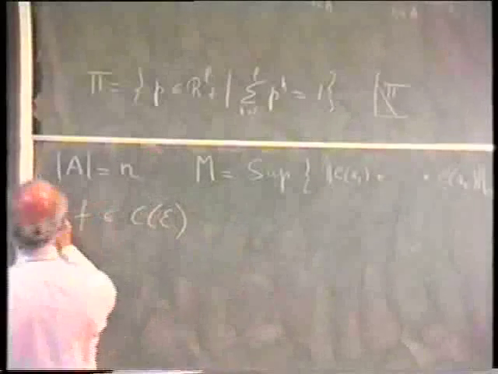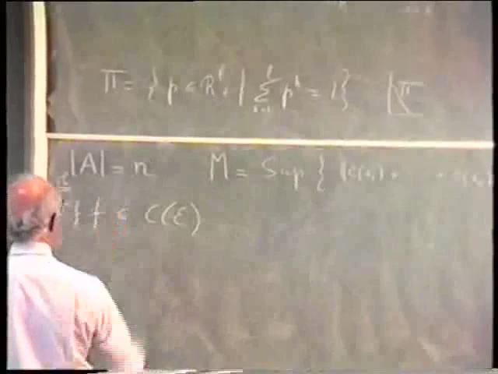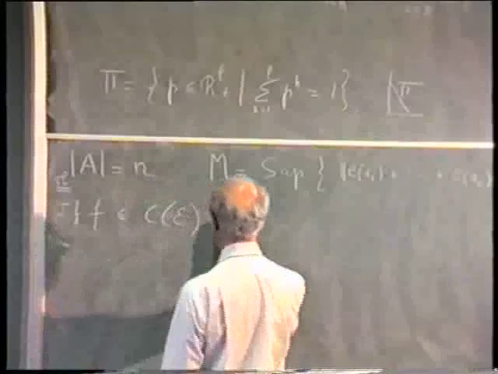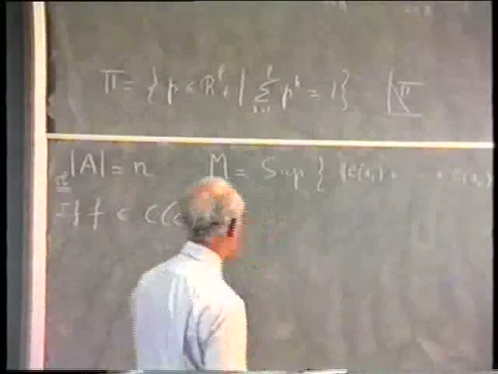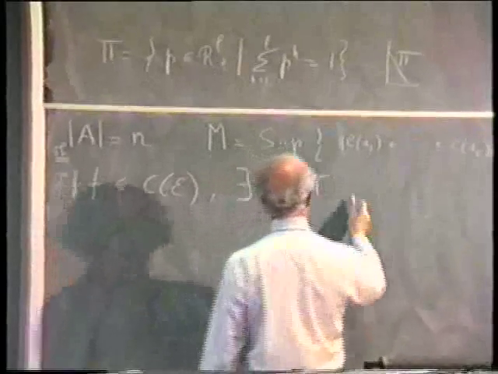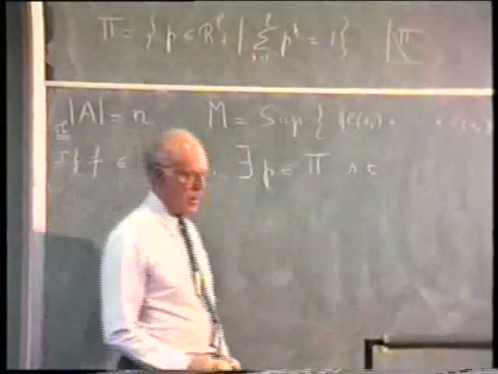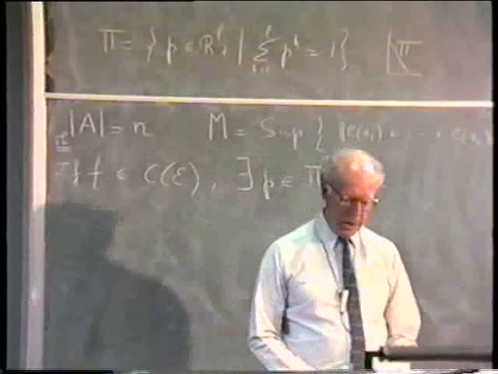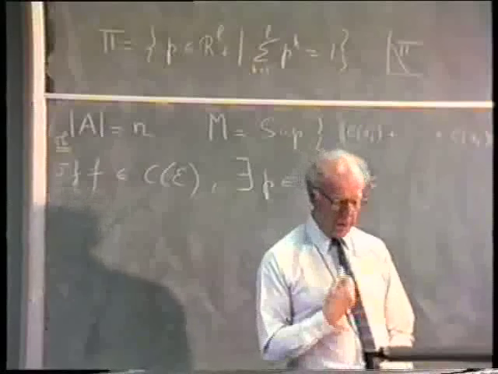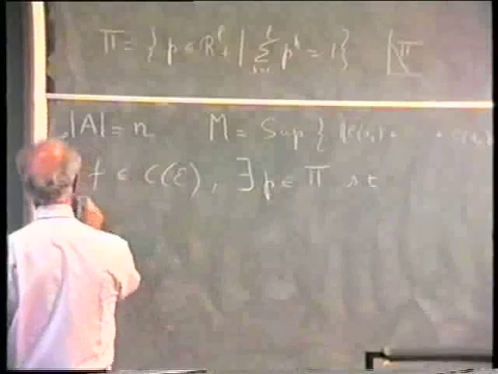So that is the theorem: if the allocation f is in the core of the economy, then there is a price vector in pi such that, and I will give two inequalities that will tell you that if the allocation in the core is possibly not Walrasian, it is almost Walrasian. I will have to explain the second, but let me write them first.